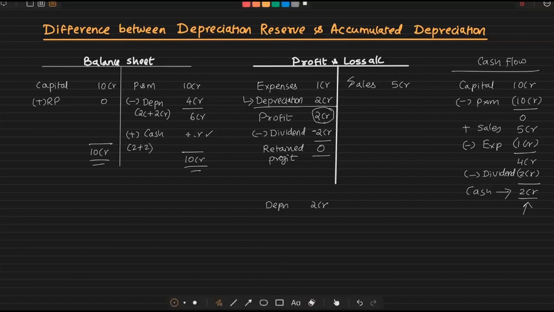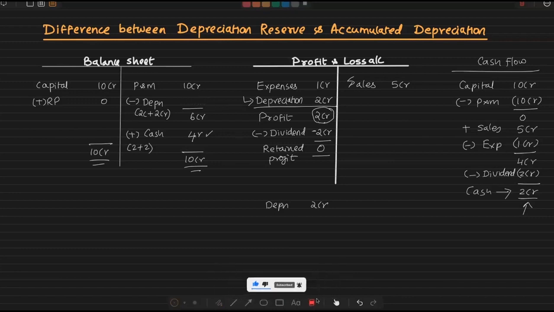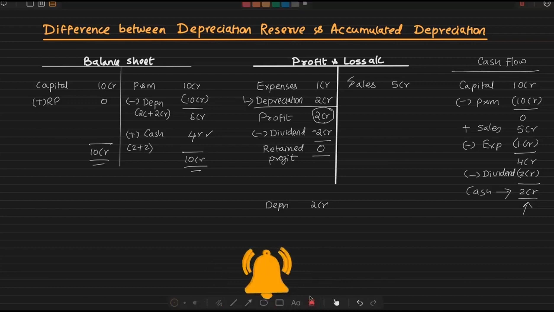In the same way, if we repeat this for all the 5 years, what will happen eventually is every year 2 crore for 5 years, 2 into 5, 10 crore we will be providing in the name of depreciation. So what will happen to the value of plant and machinery now? 10 minus 10, it becomes 0. But on the other side, we will have 2 plus 2 plus 2 plus 2 plus 2. That is 5 years, 5 years cash retained thanks to depreciation accounting. Here we will have 10 crore.